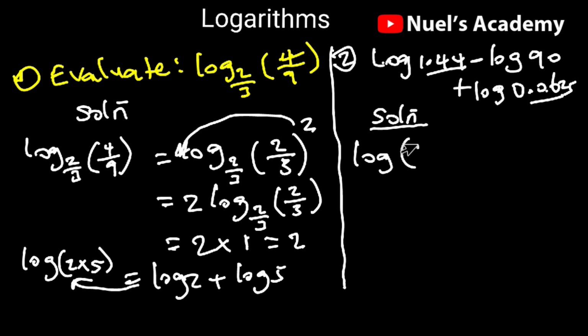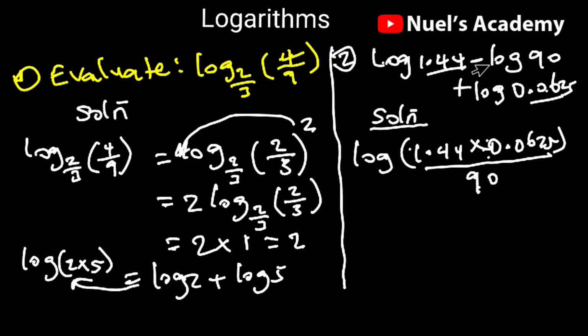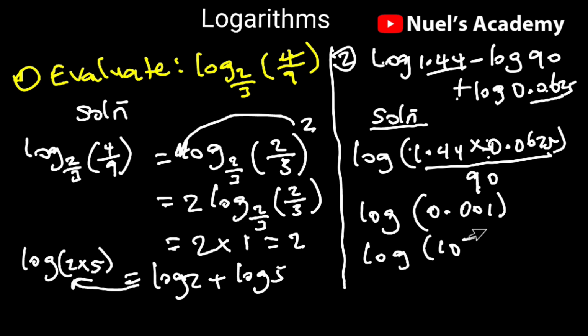So we have log of 1.44 times 0.0625, and then we're going to divide it by 90, because this is a negative sign. Negative sign is associated with division. Positive sign is associated with multiplication. So by the time you perform this with your calculator, we're going to get log of 0.001.